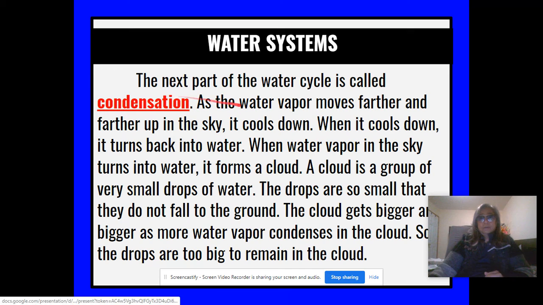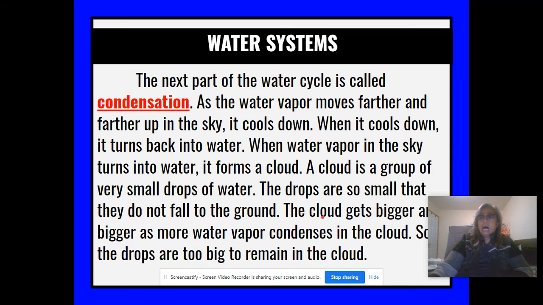The next part of the water cycle is called condensation. Now, as the water vapor moves farther and farther up in the sky, it cools down. When it cools down, it turns back into water. When water vapor in the sky turns into water, it forms a cloud. A cloud is a group of very small drops of water. The drops are so small that they do not fall to the ground.